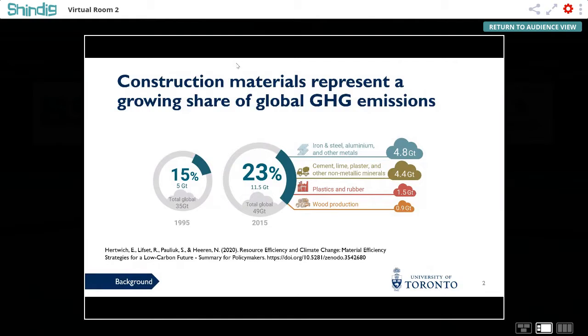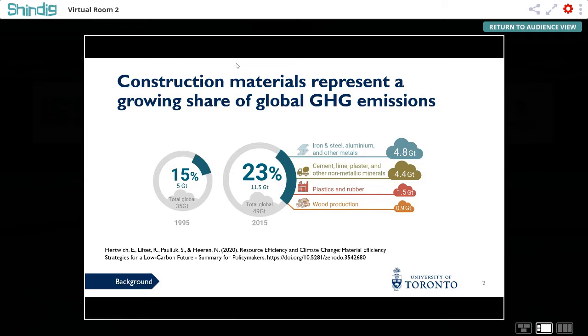This research is in part motivated by the fact that construction materials represent a growing share of global greenhouse gas emissions. So as this chart shows, in the 20-year period between 1995 and 2015, global GHG emissions have increased, but GHG emissions associated with construction materials has grown faster. And this motivates the need for greater material efficiency when it comes to the built environment.